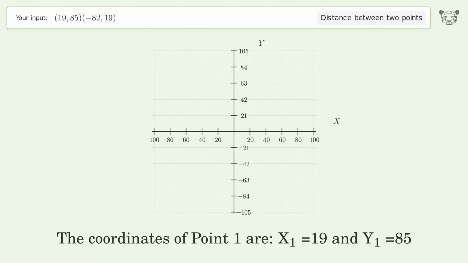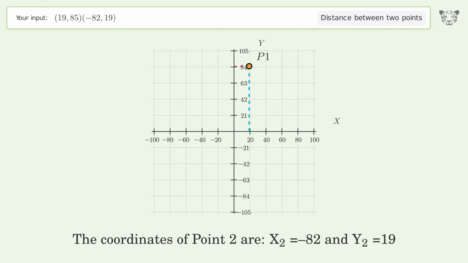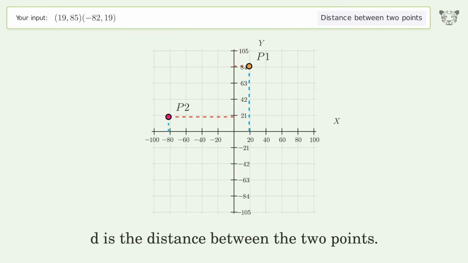The coordinates of point 1 are x1 equals 19 and y1 equals 85. The coordinates of point 2 are x2 equals negative 82 and y2 equals 19. D is the distance between the 2 points.